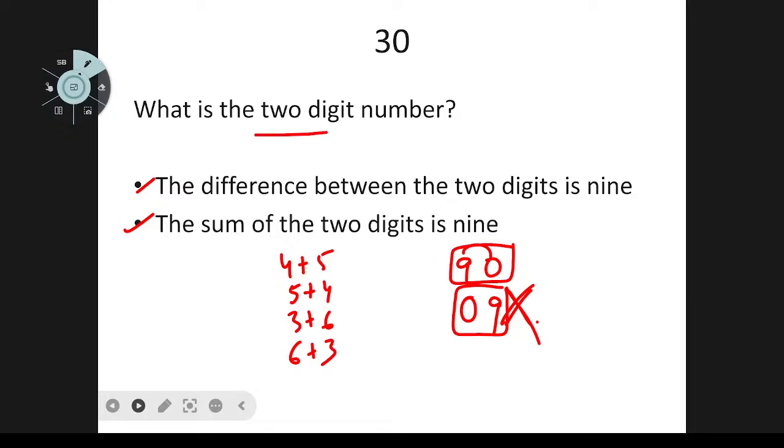So what is that two-digit number? 90. By using what did I get it? Not the second one, but the first one. By using the first statement, I got the answer. The first statement is enough to answer the question.